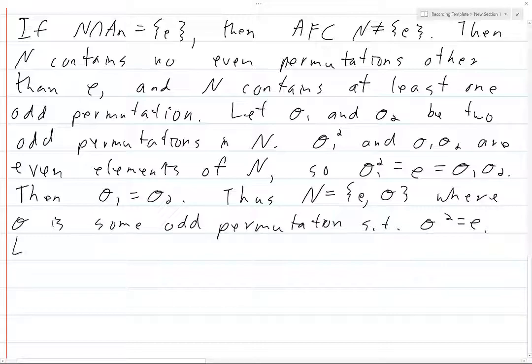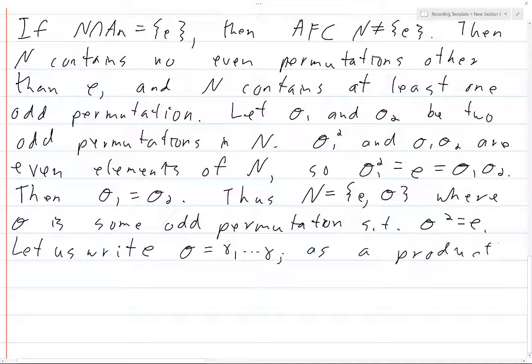So let us write sigma, we'll call it gamma 1 through gamma j, because we used n already, as a product not of transpositions but of disjoint cycles. Okay, but now this is actually really interesting, because sigma squared equals E, and this is actually sort of tricky.